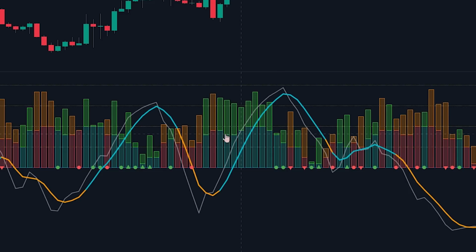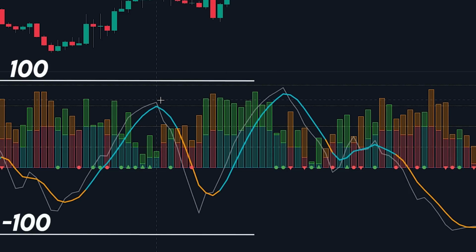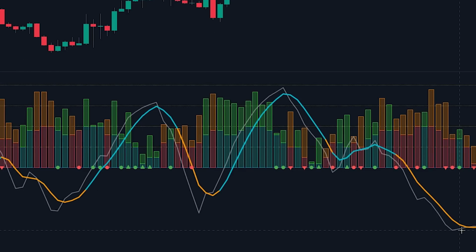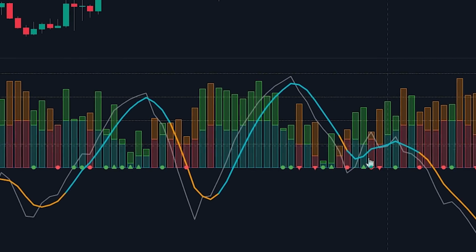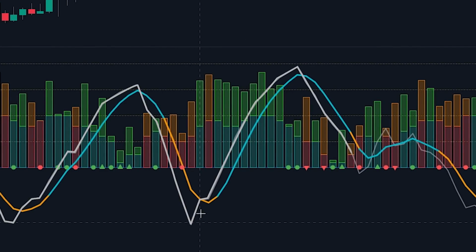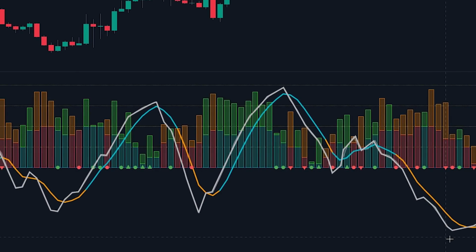The relative rate of flow line oscillates between the values of 100 and -100. By looking at the value of the line, we can determine if a bullish or bearish signal is given, along with the strength of the signal. The second component of the indicator is the smoothed RROF line. This is the gray line that closely follows the RROF line. Signals are given when the smoothed gray line crosses the RROF line.